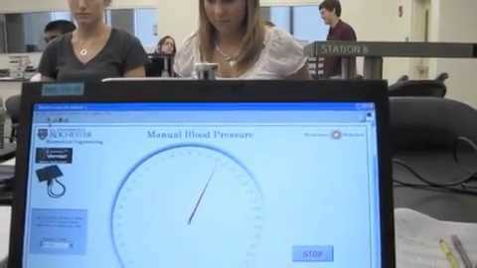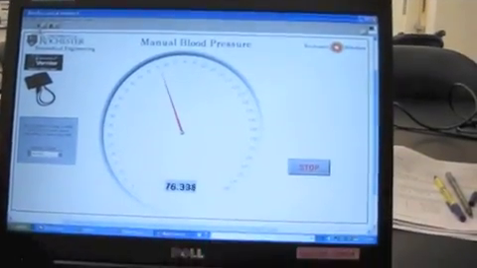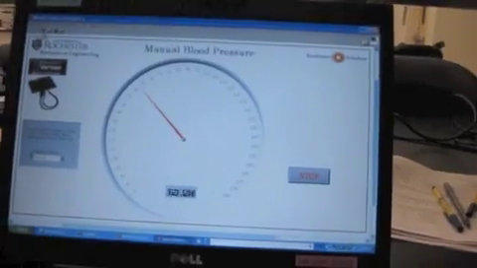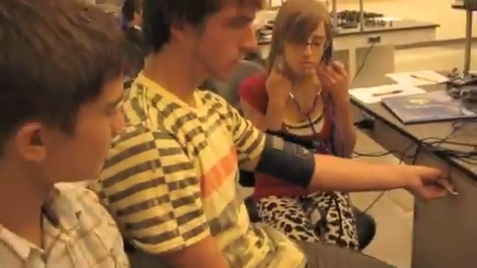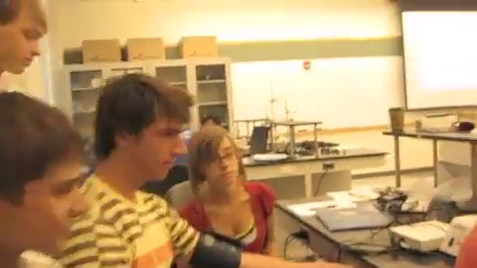And as soon as she starts hearing his heartbeat, it's going to be the systolic blood pressure. And as soon as she stops hearing the heartbeat, it will be the diastolic pressure. And what was his blood pressure? 120 over 70.